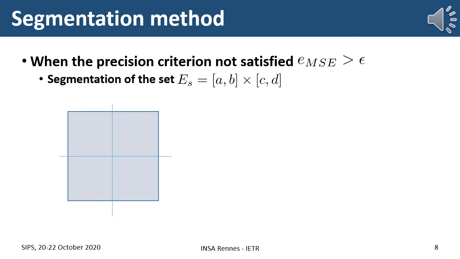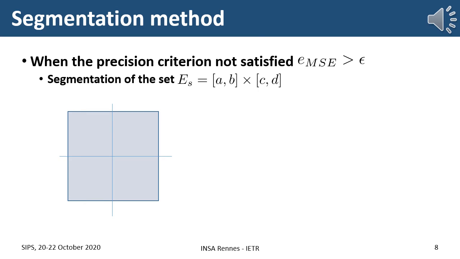The goal is to minimize the approximation error. So this error is compared to the maximal error epsilon that can be tolerated. If this error is higher than the maximal error epsilon, two strategies can be considered. The first one is to increase the polynomial degree d. This will increase the number of operations to execute and the number of coefficients to store in memory.